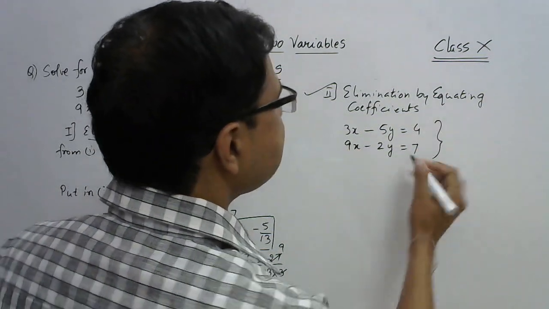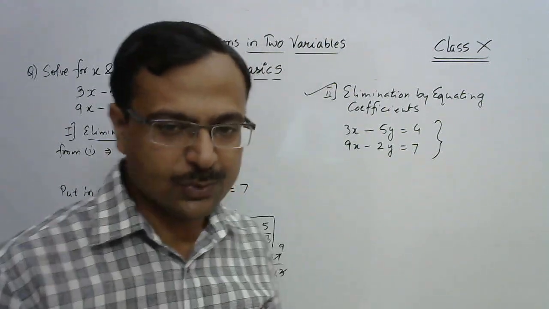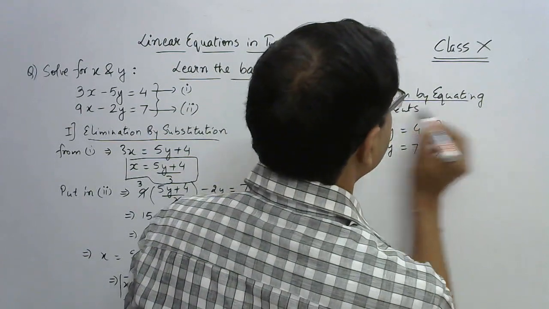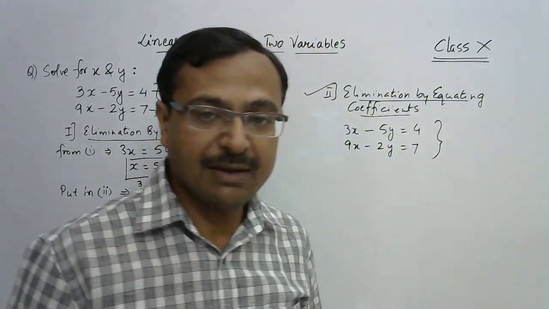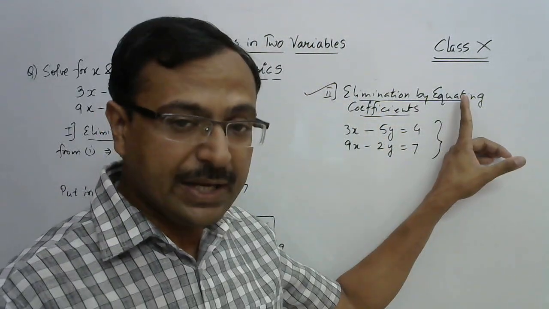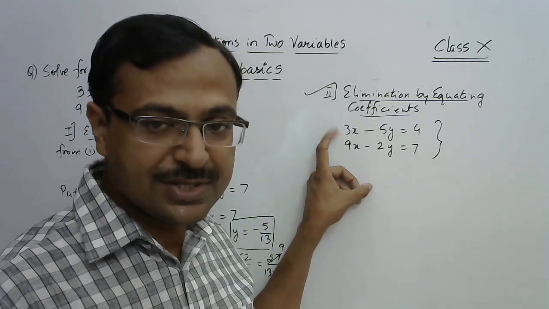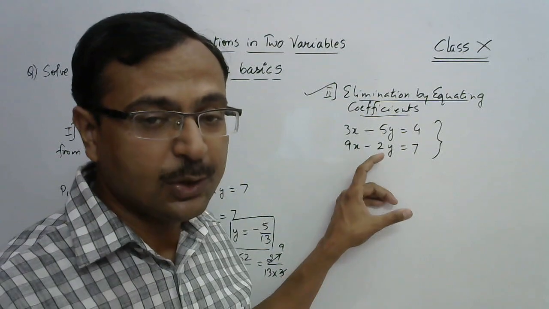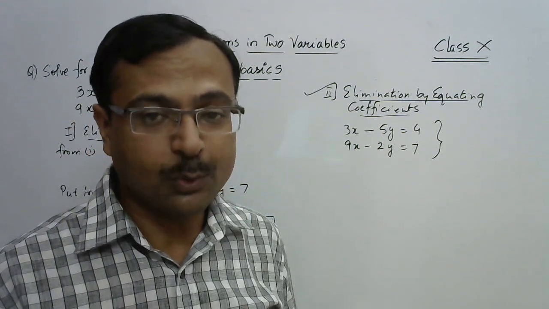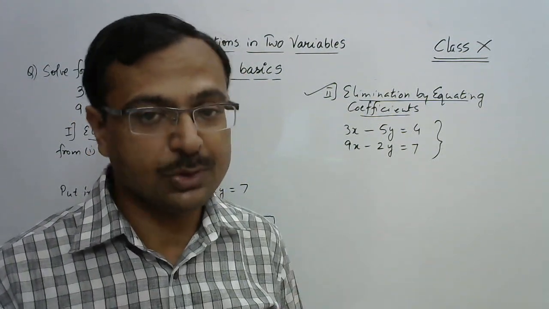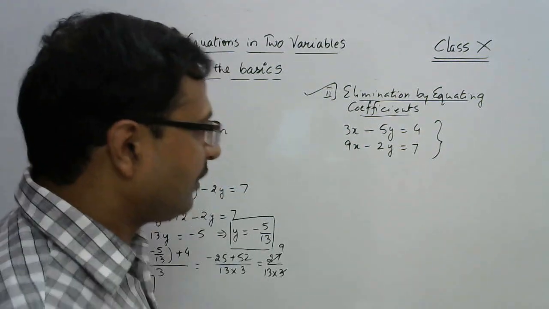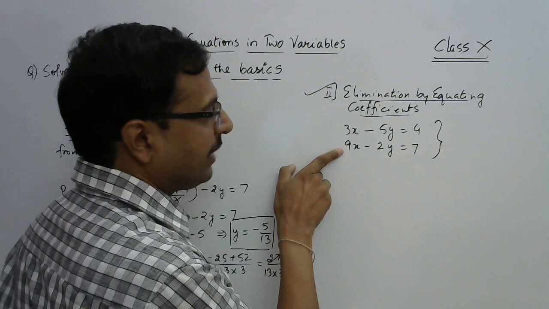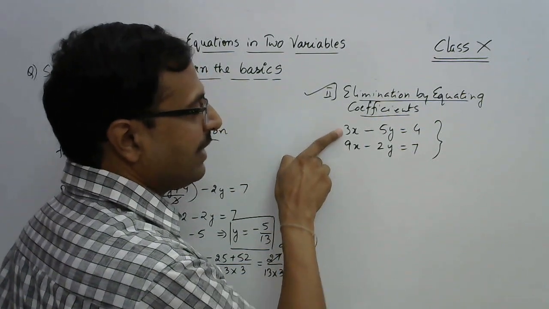Now this is the easiest method of solving a pair of linear equations. What we do here is, we have to eliminate one variable again, but this time we have to use the method of equating the coefficients. Now see the coefficients here: we have 3 and 9, and here we have 5 and 2. So we want the coefficients of one of the variables to be equal. Here we have 3 and here we have 9. So 3 obviously divides 9 exactly.